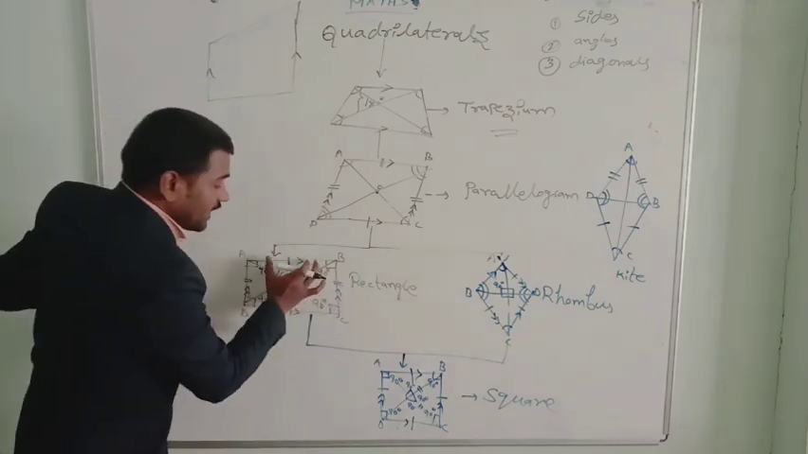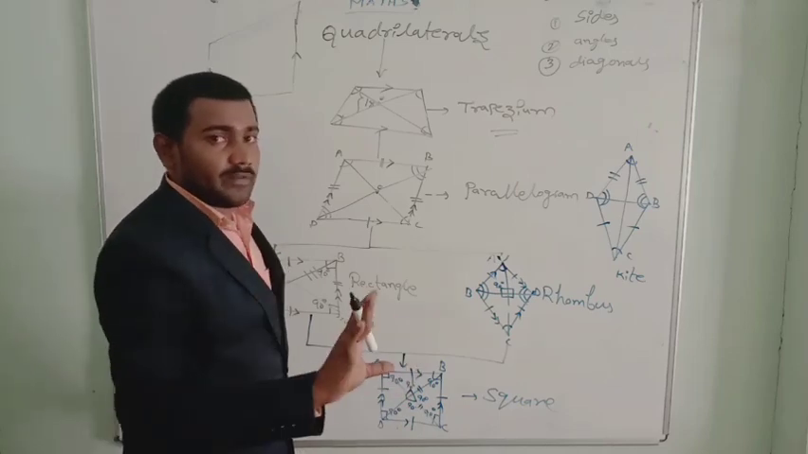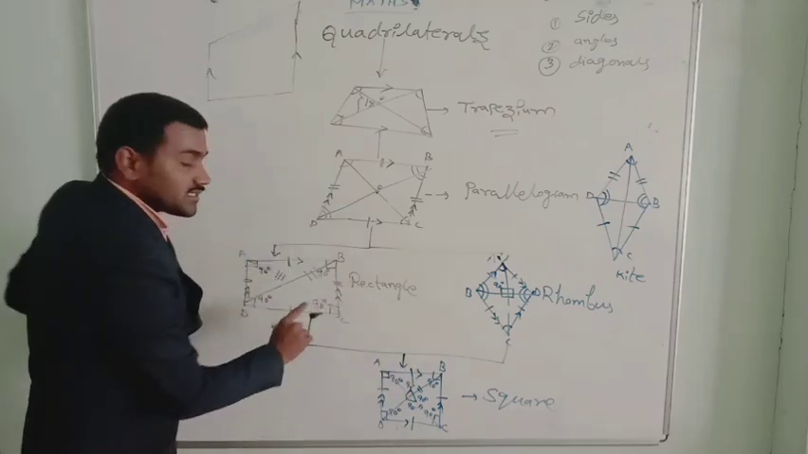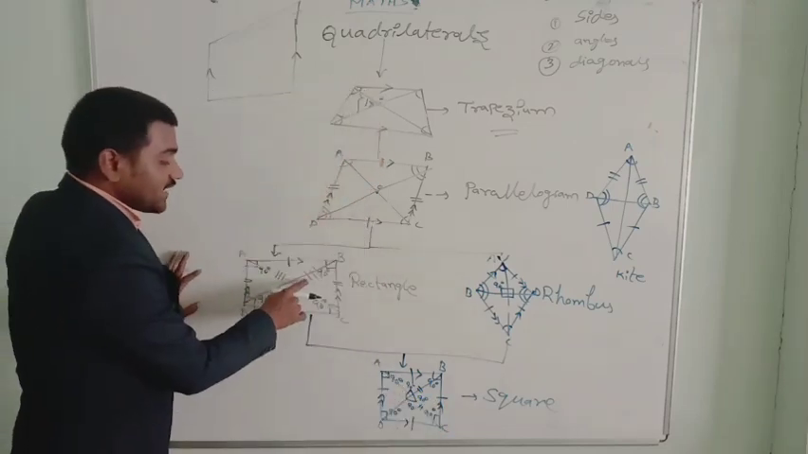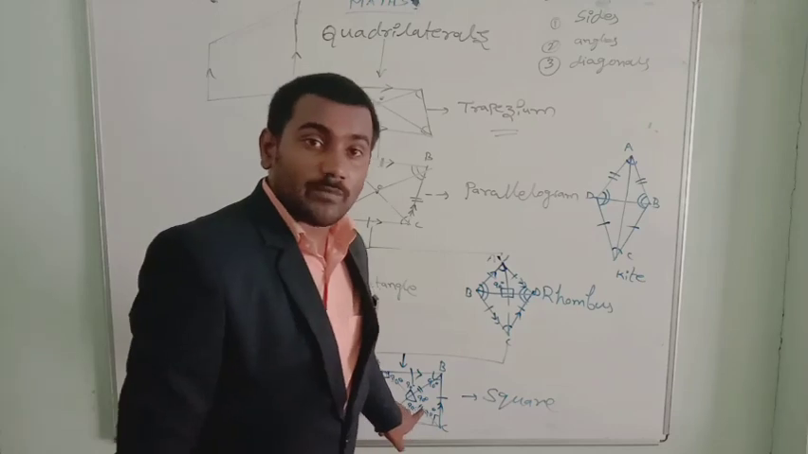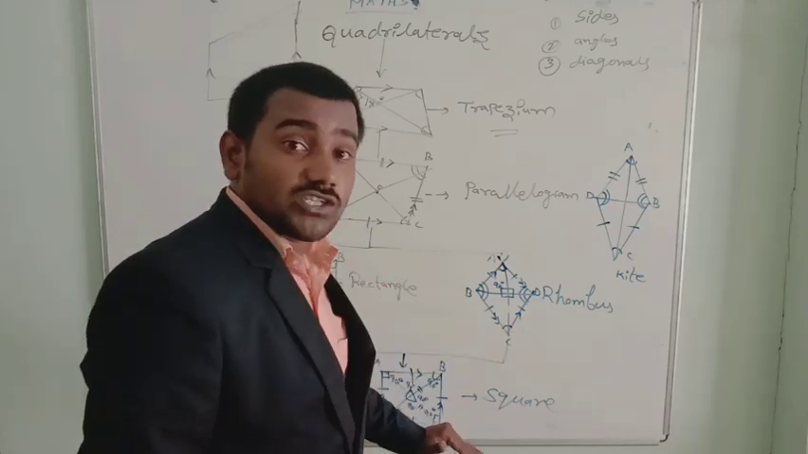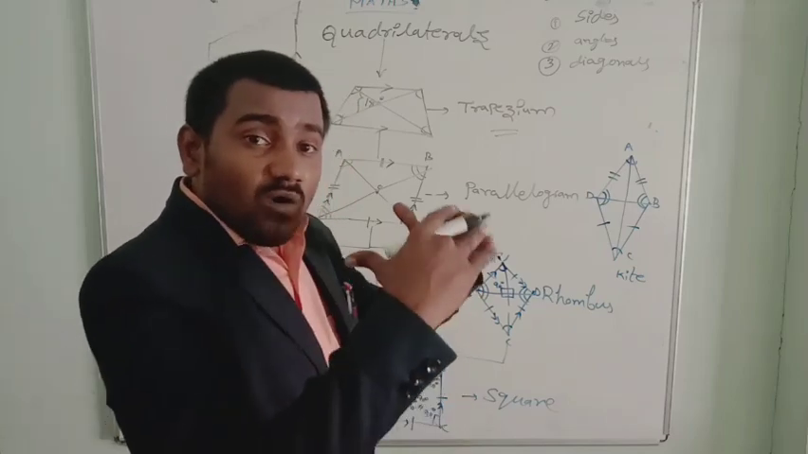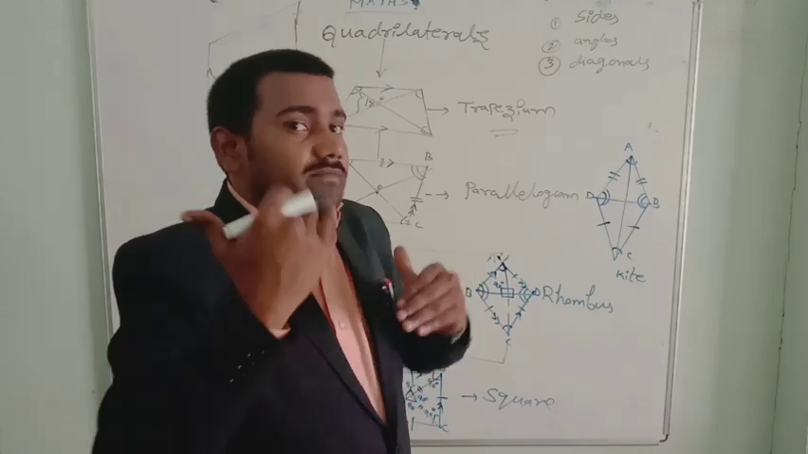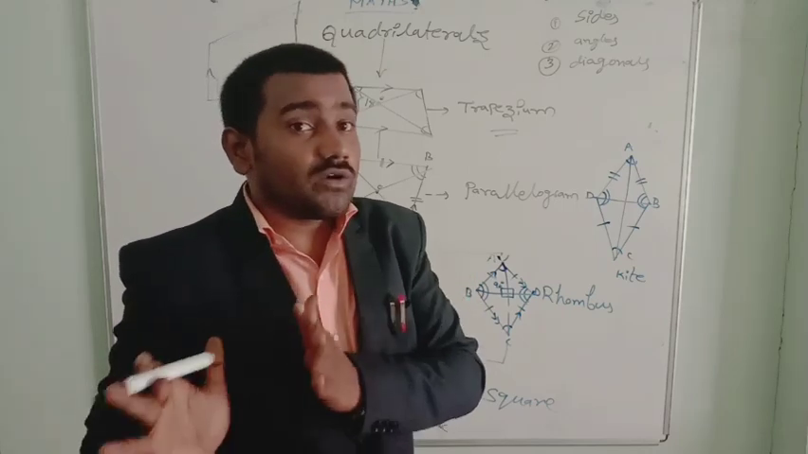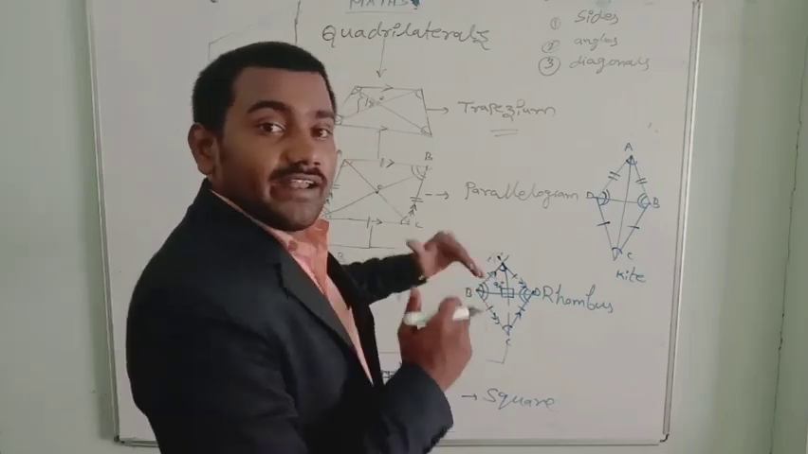So let's see. In the rectangle, opposite sides are equal and parallel. In the square also, opposite sides are equal and parallel. Next, all angles are 90 degrees in the rectangle, and in the square also all angles are 90 degrees. Diagonals are equal and bisecting in both. In the square they are perpendicular bisecting, which is some extra property. But the square has all the rectangle properties, and other than rectangle, we have some extra properties. Those extra qualities we won't take now. But all squares are rectangles.